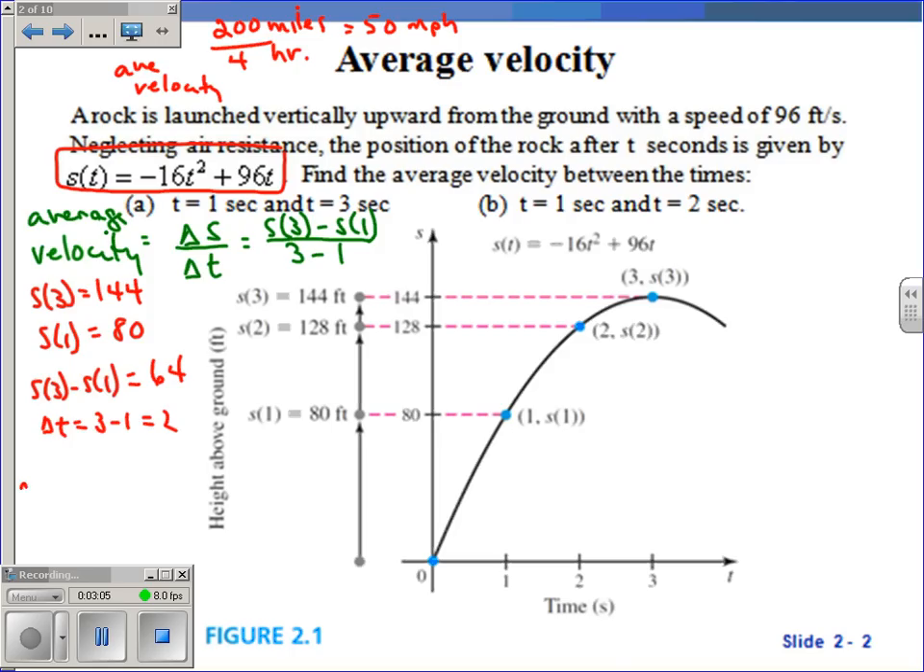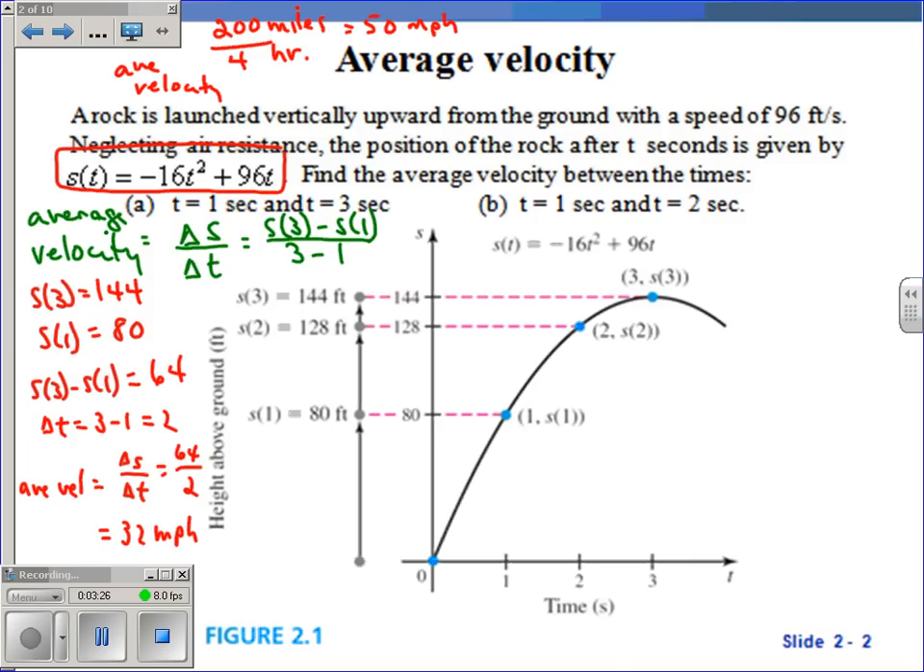So my average velocity is going to be equal to the delta S, which is 64, over the delta t, which is 2. So my average velocity is actually 32 miles per hour. Okay, now that doesn't mean I'm traveling 32 the entire time.